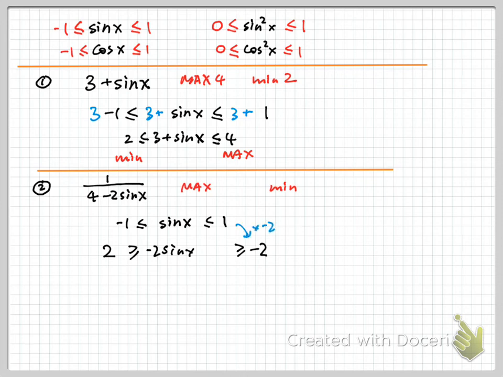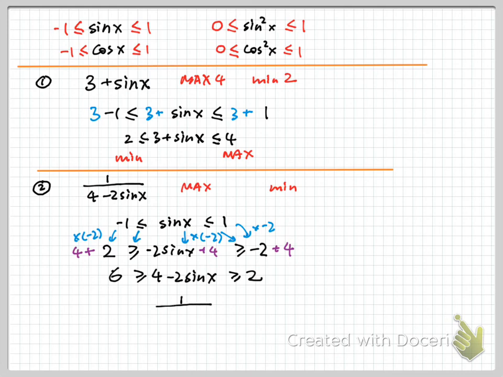Every one of them is multiplied by minus 2. But when you multiply by a negative number, you have to switch the inequality sign. So we have this. And then you can add 4 to every one of them. So you have 4 minus twice sine x is greater than or equal to 2, but less than or equal to 6. And then you can take the reciprocal. Both 2 and 6 are positive numbers, fortunately, so that you can take the reciprocal.